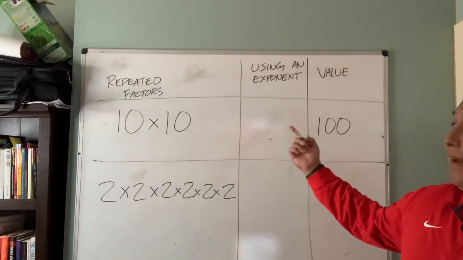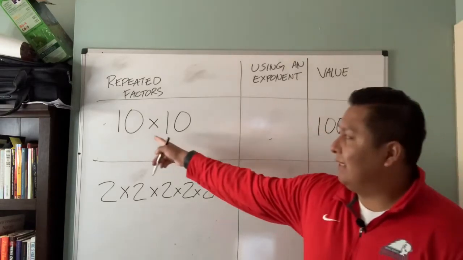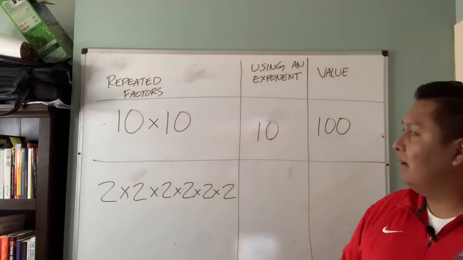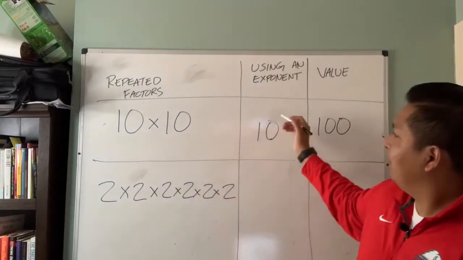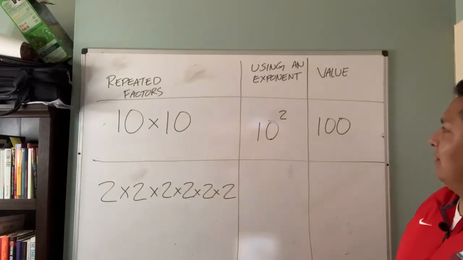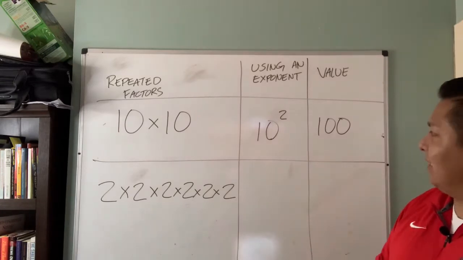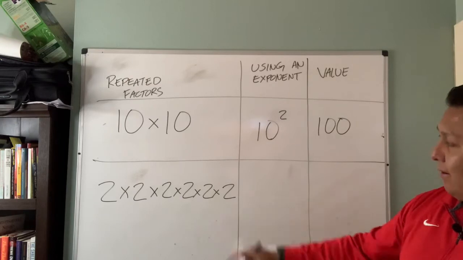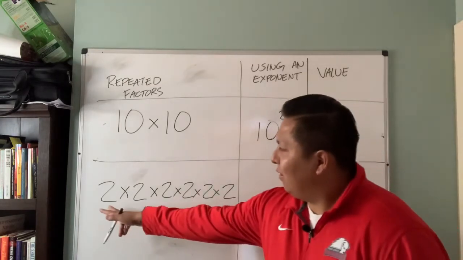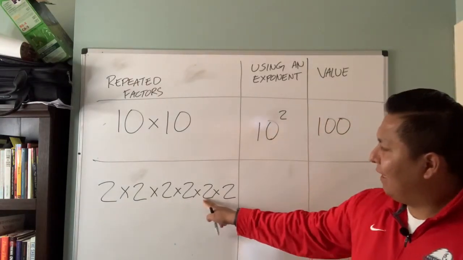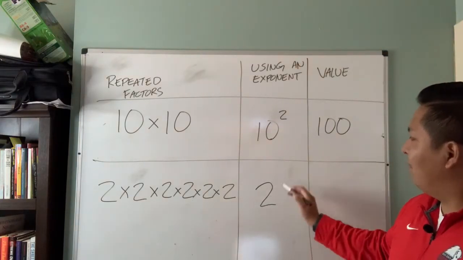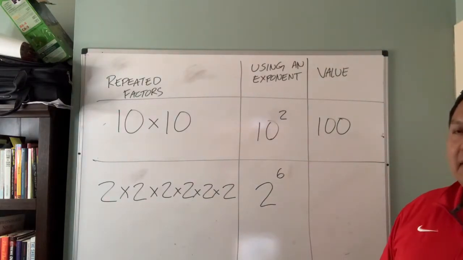But how do we write that as an exponent? Well, you see your base number is 10. How many times do we write 10? 1, 2. So we have 2 factors, and our base number is 10. That's going to be 10 squared, or 10 to the power of 2. On the bottom, you see 1, 2, 3, 4, 5, 6 twos. That means our base number is 2, but there are 6 of them.